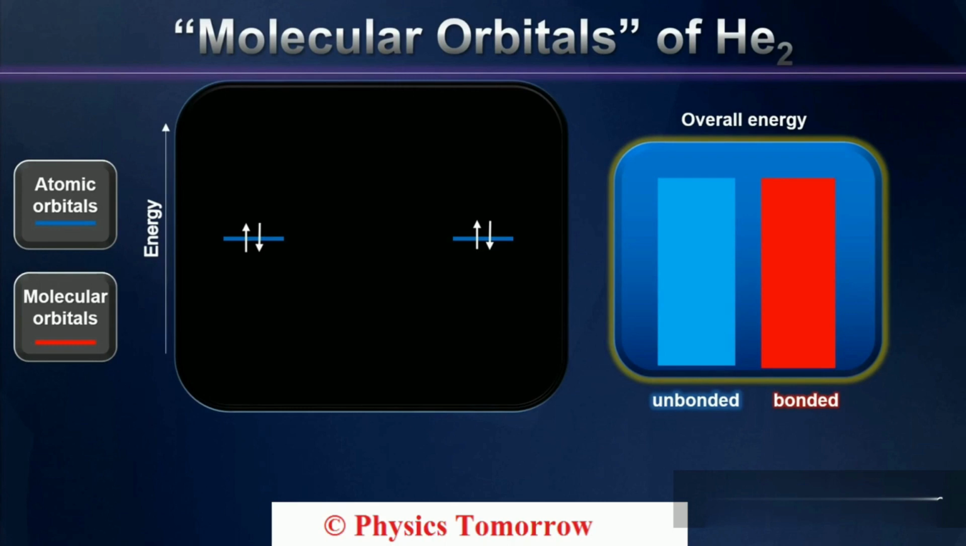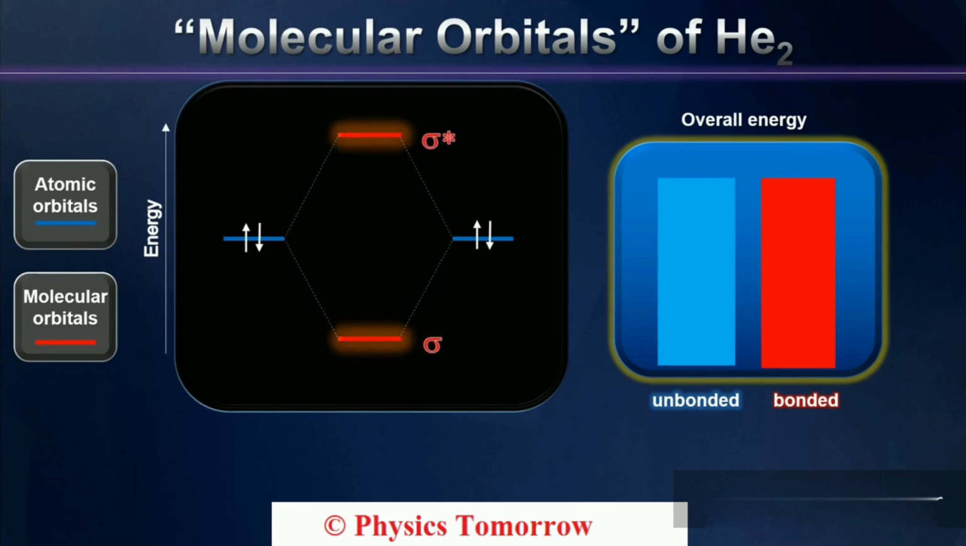Now let's move on to the next element on the periodic table, helium. I've put molecular orbitals here in quotations because, as we're about to discover, there really is no such thing as a helium-2 molecule. But to prove it, we need to use our energy diagram and combine the 2 atomic orbitals of helium atoms to find out what the energetics of bonding would be if it were to happen. So let's go ahead and do that now.